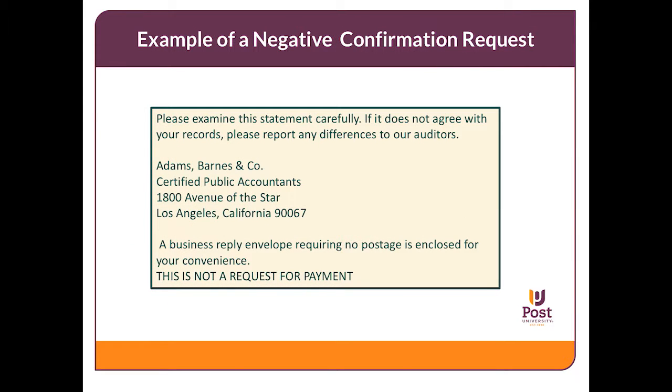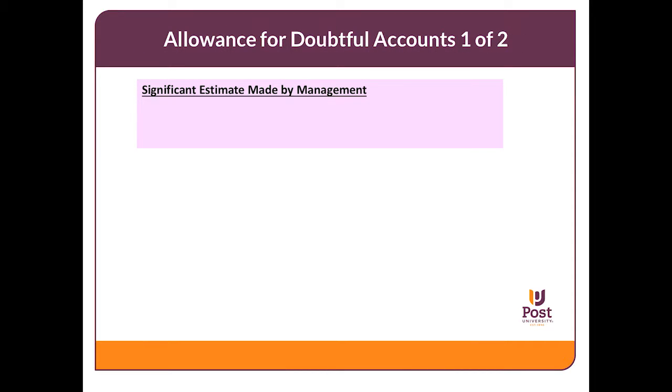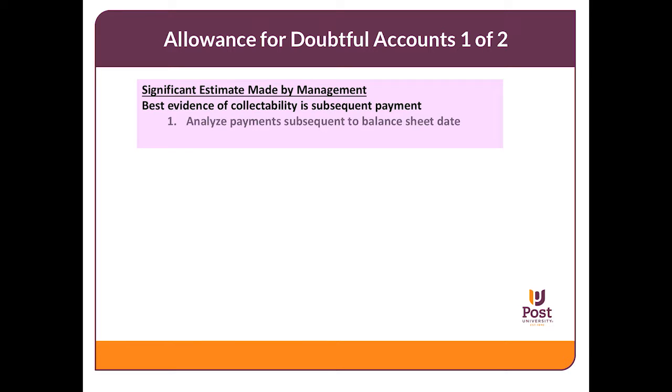Here is an example of the negative confirmation. Notice that the client's customer is only asked to reply if the balance is incorrect. The allowance for doubtful accounts is a significant estimate made by management. The best evidence of collectability is subsequent payment. Analyze payment subsequent to the balance sheet date and document the subsequent payments inspected.